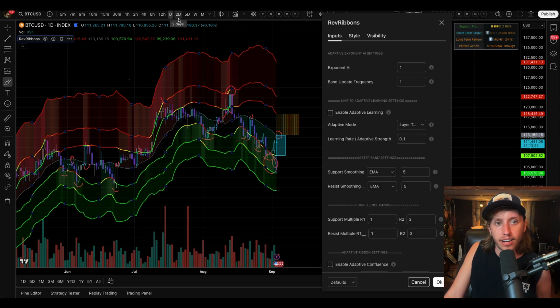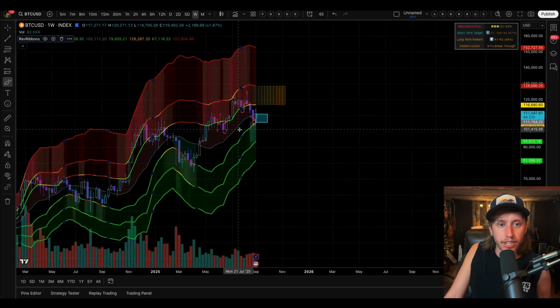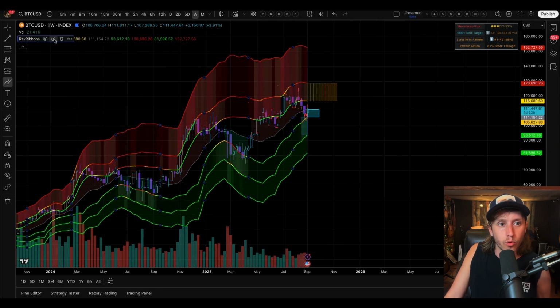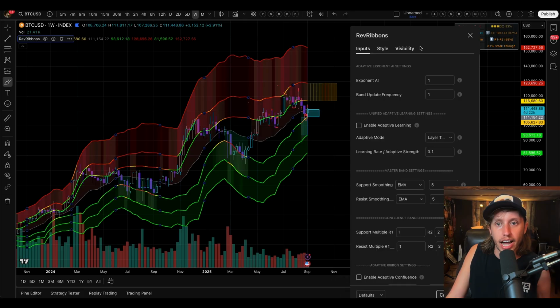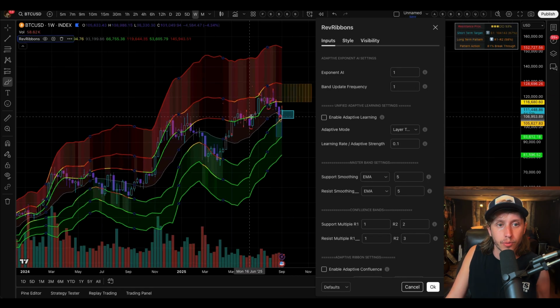We can jump to the weekly and monthly and just look at the bands themselves. I will say that exponent of 1 works pretty well on higher time frames. Going lower, like the 4 hour, you might try different exponent AI settings, again depending on what you're wanting to do.